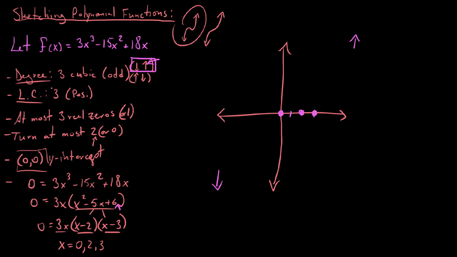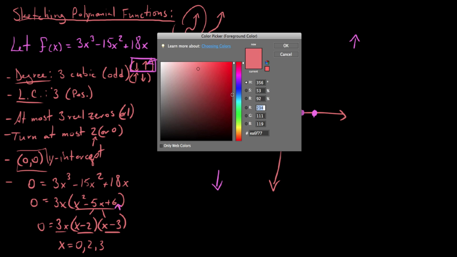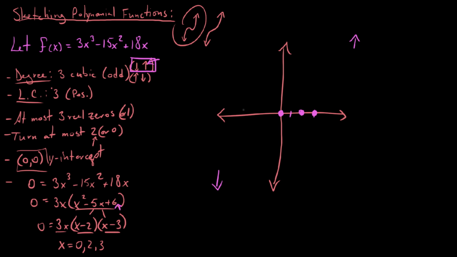Like in my last video where we went over sketching polynomials, I just want to point out that what we're doing now is splitting up the x-axis into intervals, where every zero separates the different intervals. So we'd say, okay, from negative infinity up to but not including 0, from 0 up to but not including 2, from 2 up to 3, and then from 3 on out.